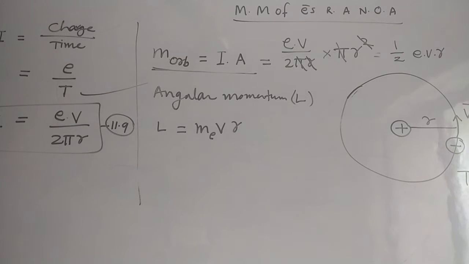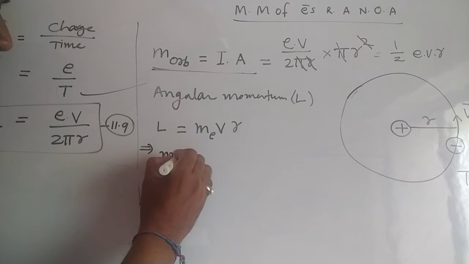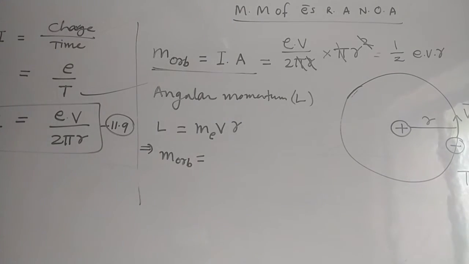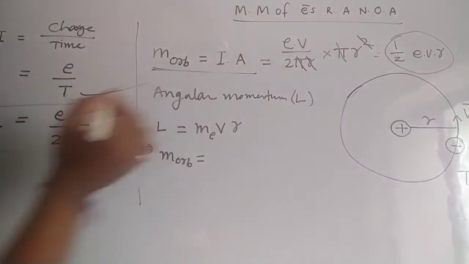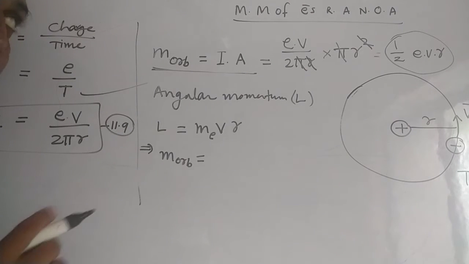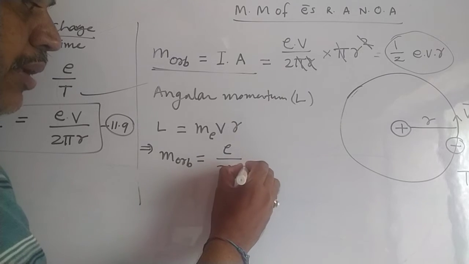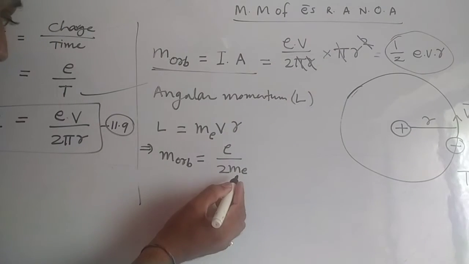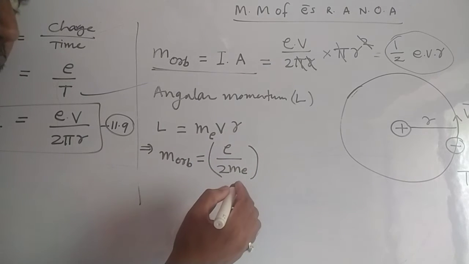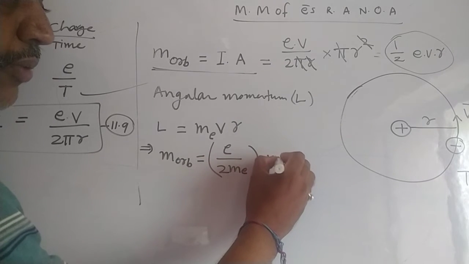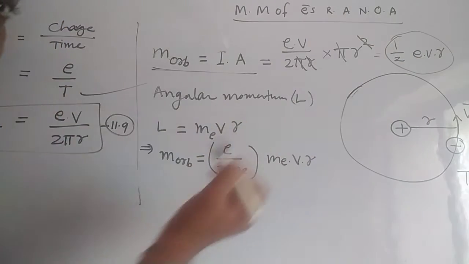Now we have to find this m orbital. So this implies that m orbital equal to, in this equation, we multiply and divide the numerator by the mass of electron. So we can write E divided by twice me. See, me is not there, the mass of electron. I have divided by me, now I should multiply the same equation by me. So we will do me into v into r in this equation. Multiply and divide by me.